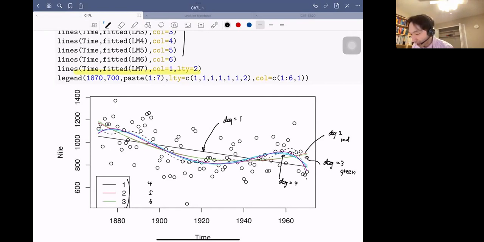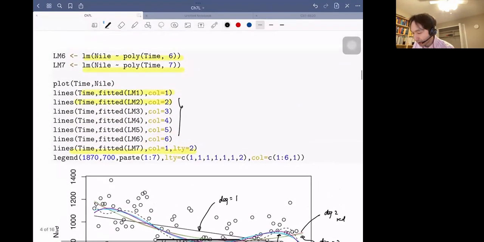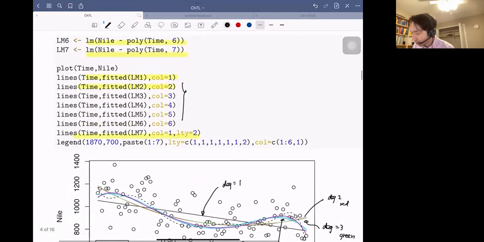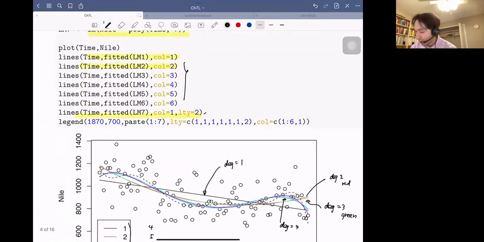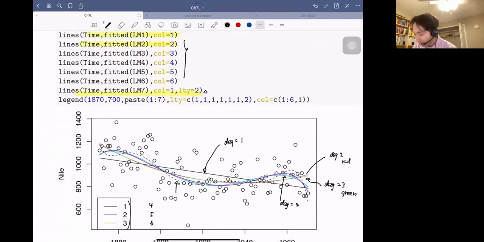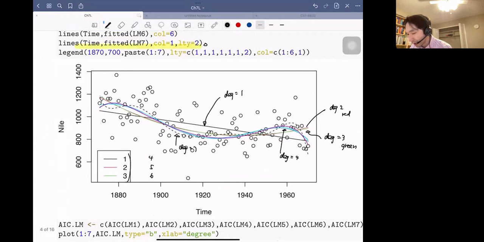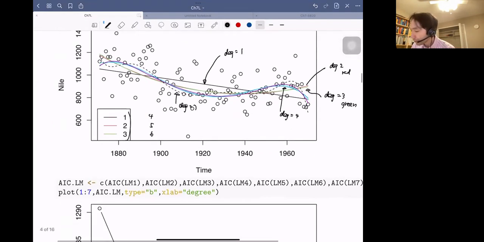And which is the best one? Actually, the dotted line is the 7th one, so the dotted line is degree 7. And what is the best one? We cannot see it because we don't have the answer. But it seems like, I don't know, maybe 2 or 3 is sufficient. I would say maybe 2 or 3 is sufficient, and 4, 5, 6, 7 look unnecessarily complicated, but yeah.